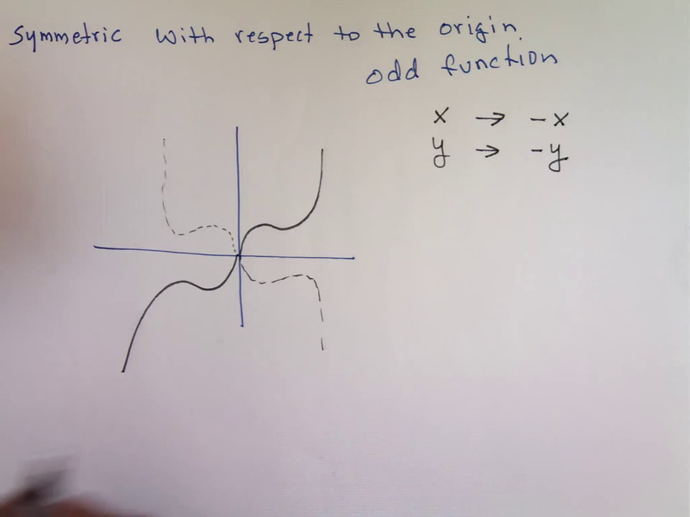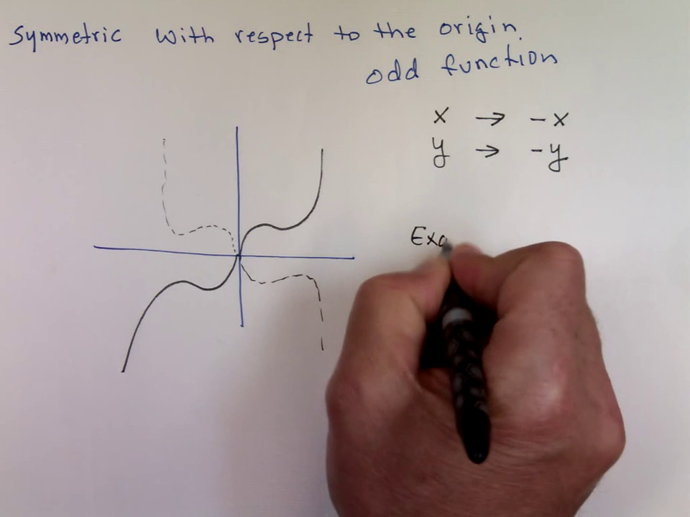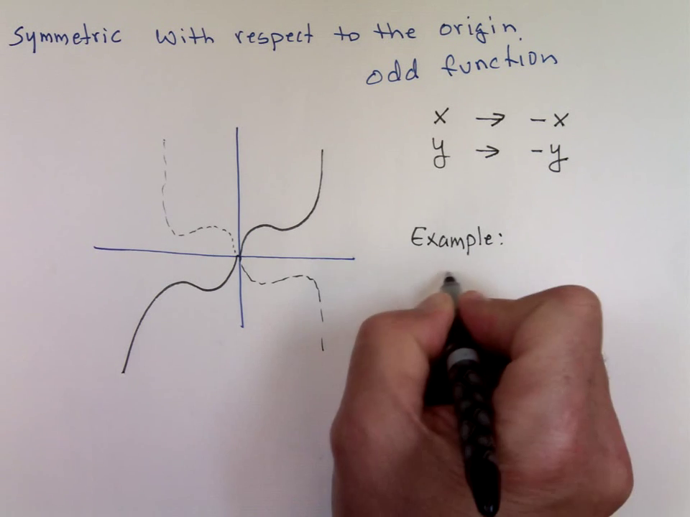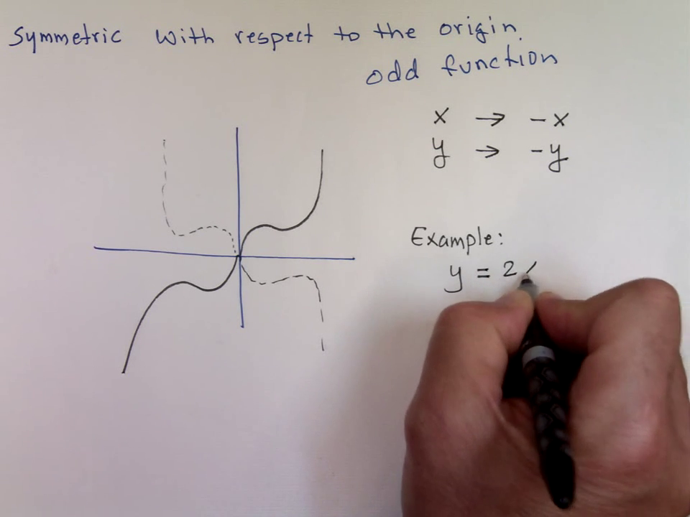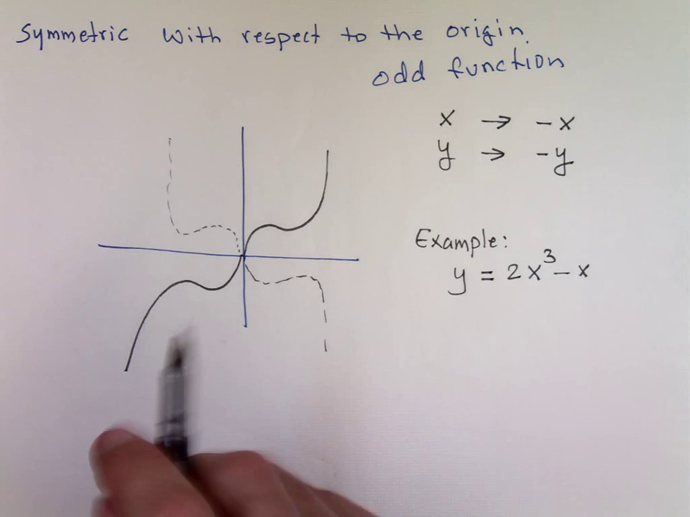If you end up with the same expression, you have an odd function, or a function that's symmetric with respect to the origin. Let's take this one. Y equals 2x cubed minus x. Is this symmetric with respect to the origin?